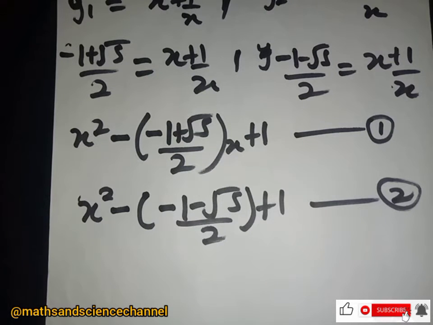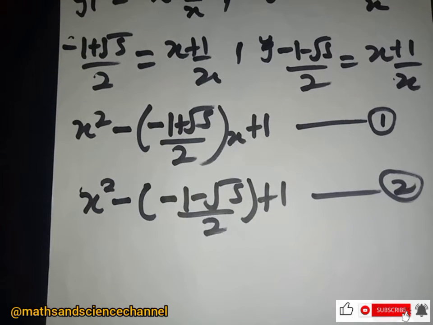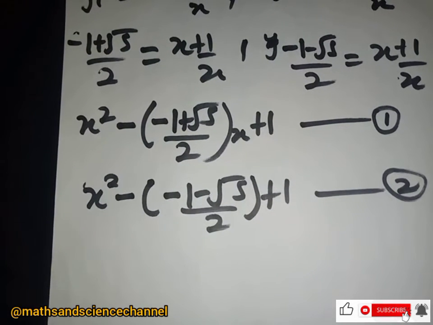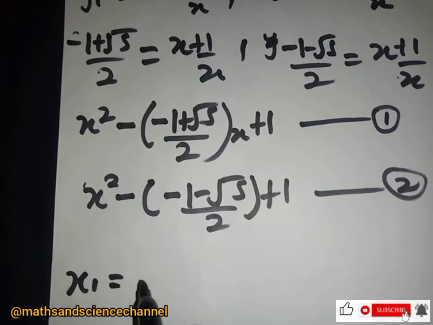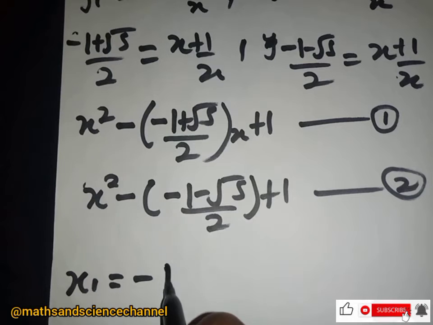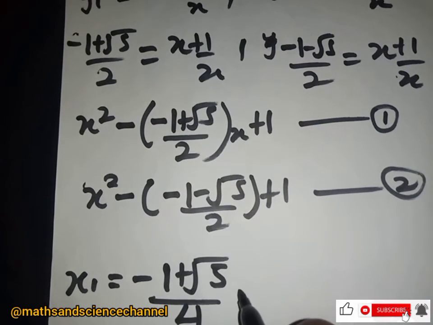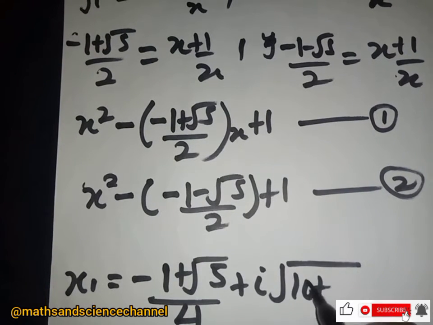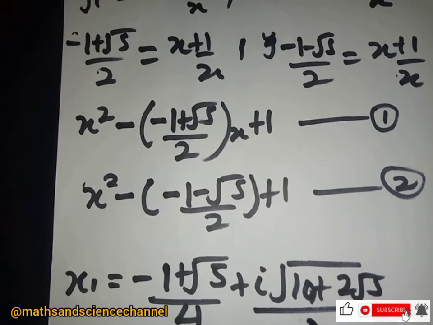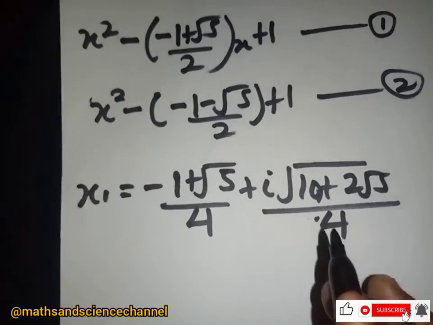but I'm just going to write the answers down since this video is too long. So we have x1 is just going to be negative 1 plus square root of 5 divided by 4 plus i times square root of 10 plus 2 root 5 here being divided by 4. That will be x1. That is for the first part.